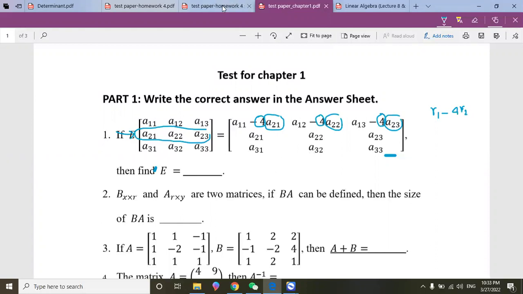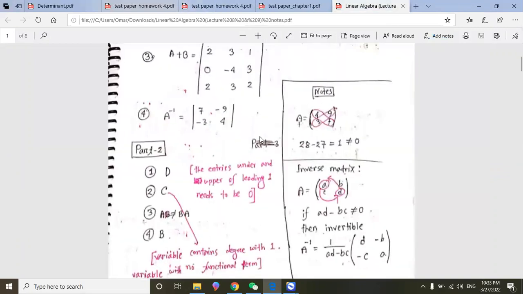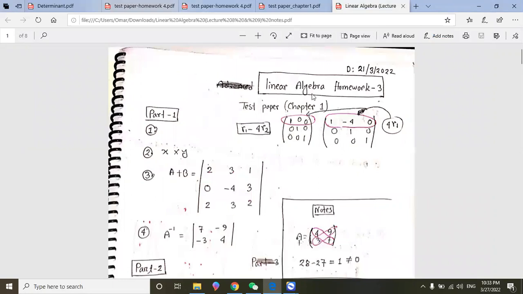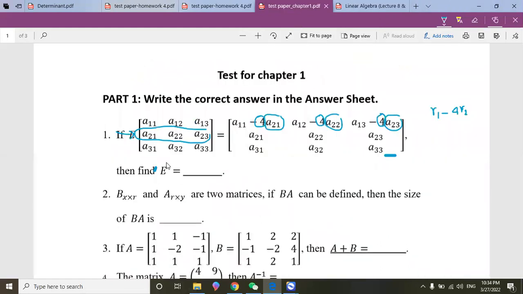So that's why the answer will be this one. We can see that this is our row operation. So at the first one here, the answer will be R1 minus 4 into R2. But the value E, I think it will be.